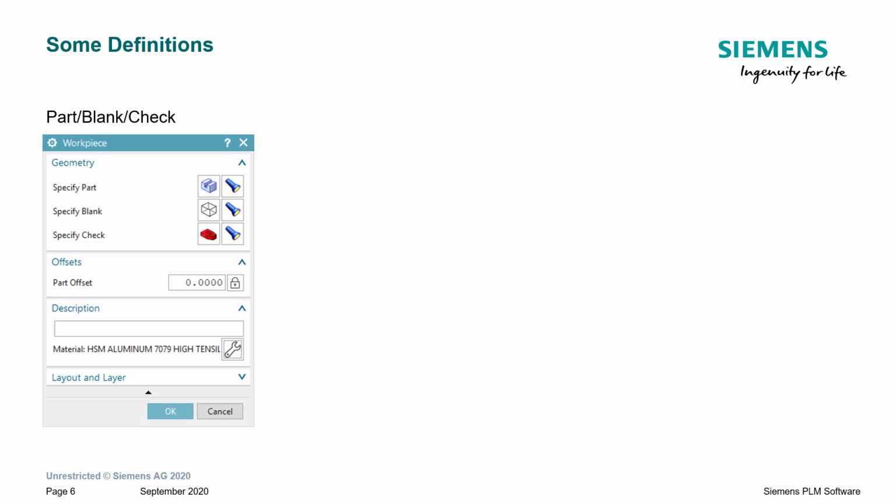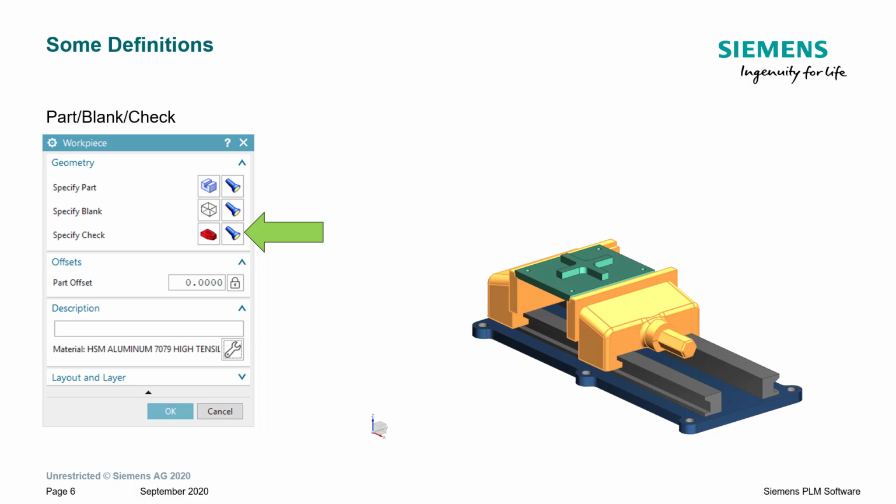Another thing that we need to identify or define up front is the part, blank, and check geometry. We do that in the workpiece. The part geometry is what the CAD designer has given to us and that we need to make. Consider it the CAD design model, or we call it simply the part. The blank geometry is what we are making this part from. So in this case, we have a billet of material that is the same material as what the CAD designer told us this part needs to be made from. The check geometry represents things that we don't want to cut into. In this case, it's the vise jaws. You can also see at the bottom of the dialog, the workpiece is where we specify the material type.